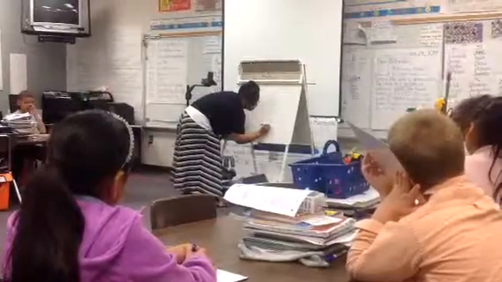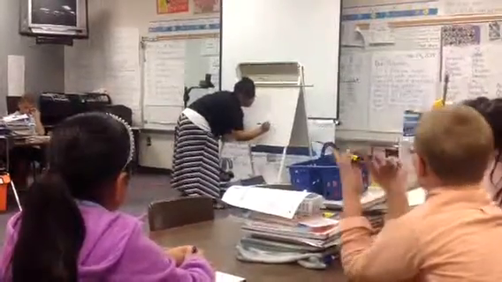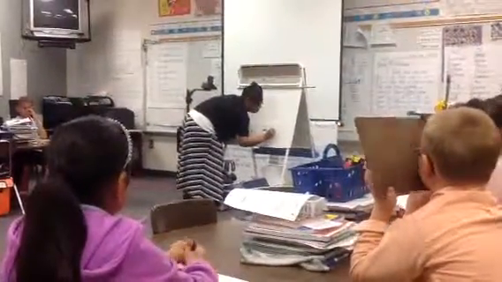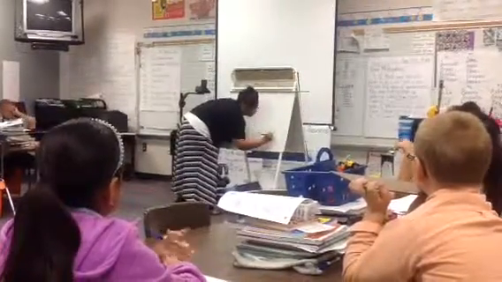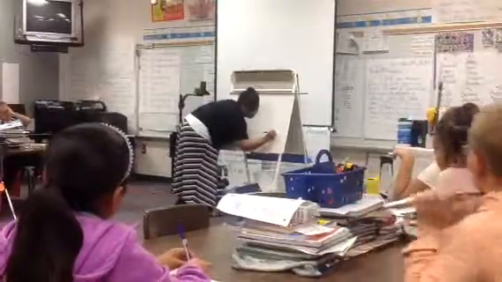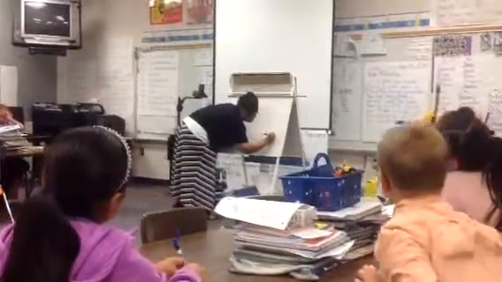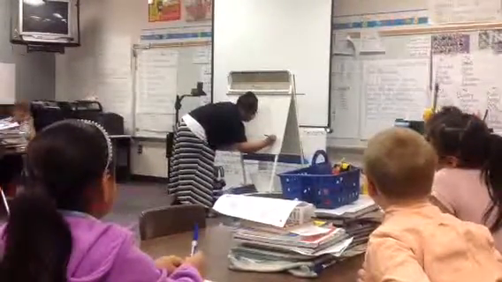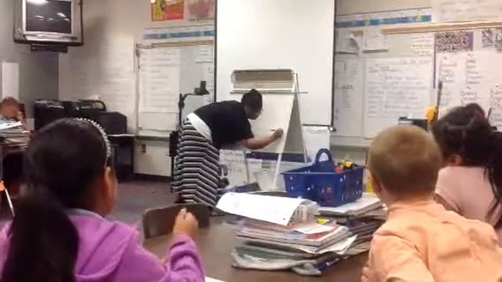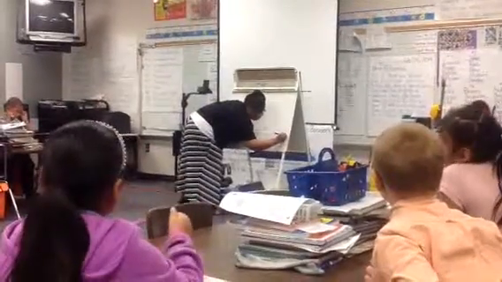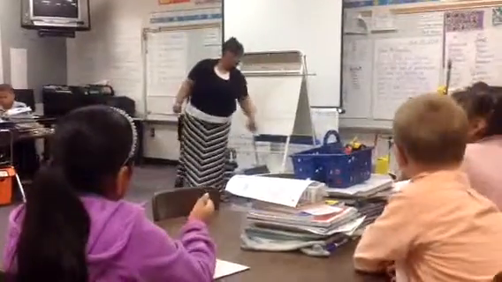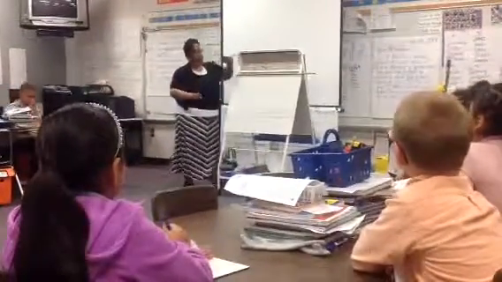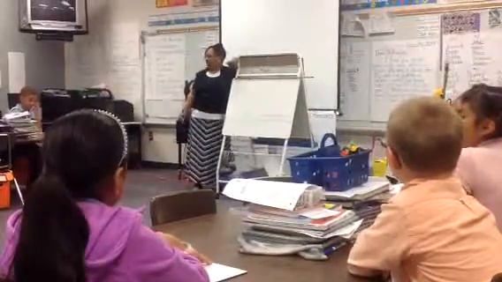5 more minutes is 11:10. 5 more minutes is 11:15. 5 more minutes is 11:20. 5 more minutes is 11:25. 5 more minutes is 11:30. Is that our time? Yes. Okay, now we need to figure out how long is that?